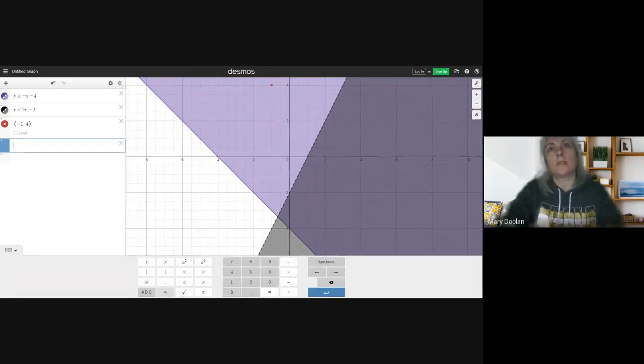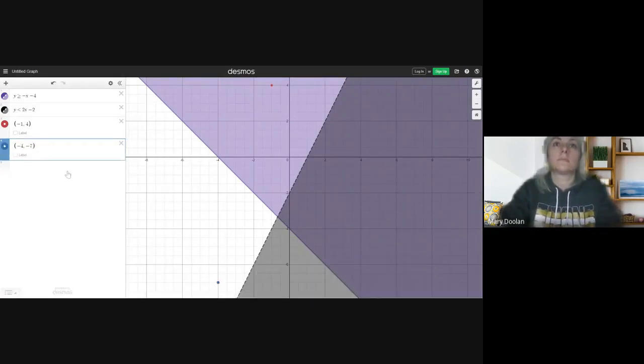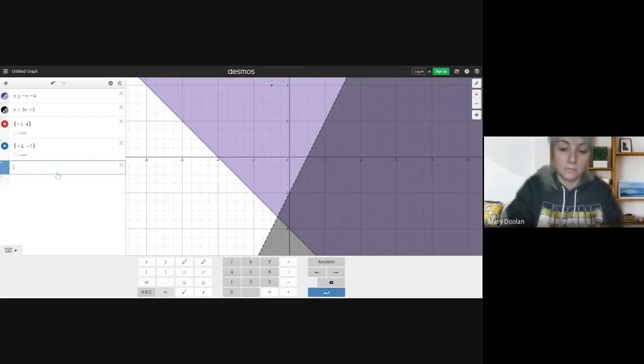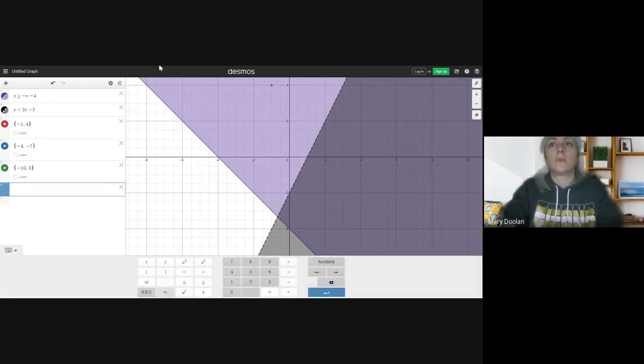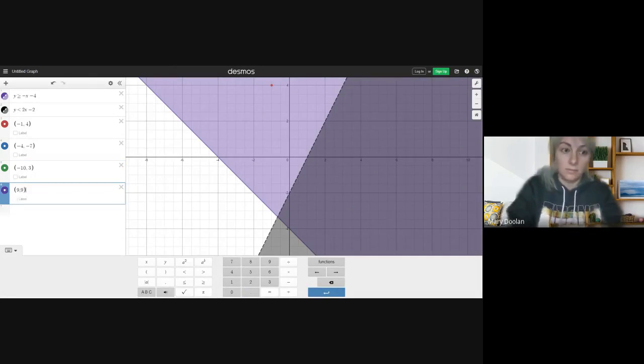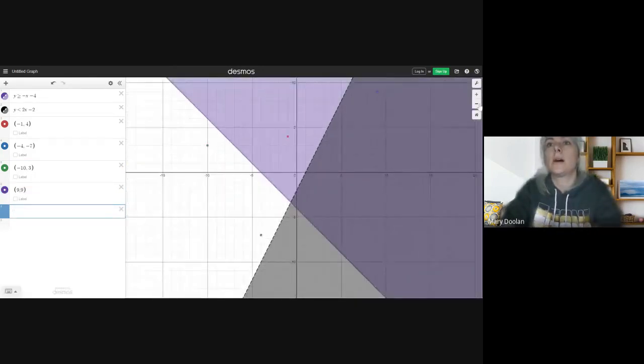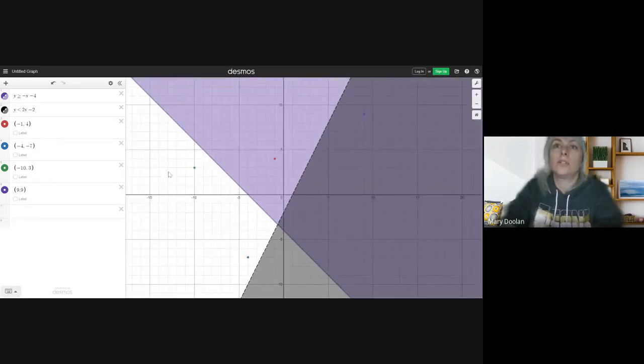-4, -7. Okay, and -10 and 3. And one more point, I need 9, 9. All right, and so I can zoom out, and I'm now looking at all 4 points plotted. Okay, and they're color-coded. The red point is here, the blue point is labeled and it is here, the green point is here, and the purple point is here.